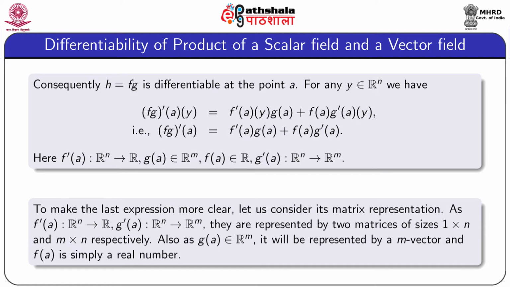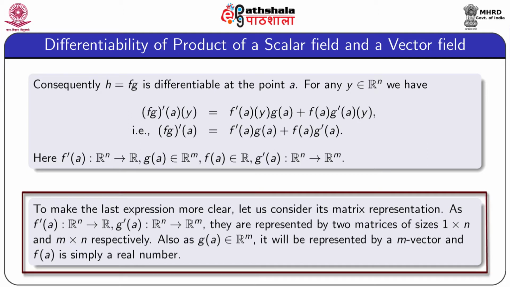Now, let us make the last expression more clear. So, we consider its matrix representation. As f'(a) is a linear transformation from R^n to R and g'(a) is a linear transformation from R^n to R^m, they are represented by two matrices of sizes 1 by n and m by n respectively. Also, g(a) is an m-vector, so it will be represented by a vector containing m elements, and f(a) is simply a real number.